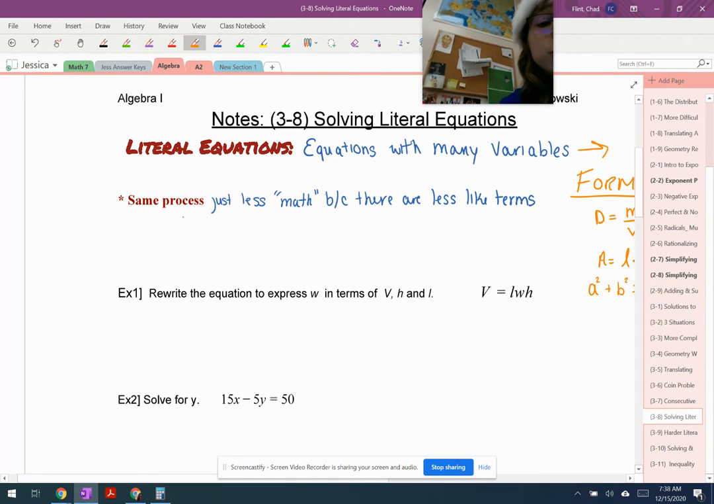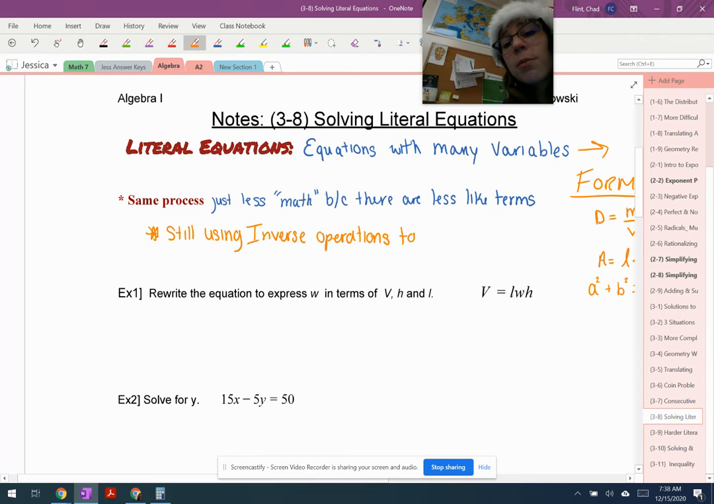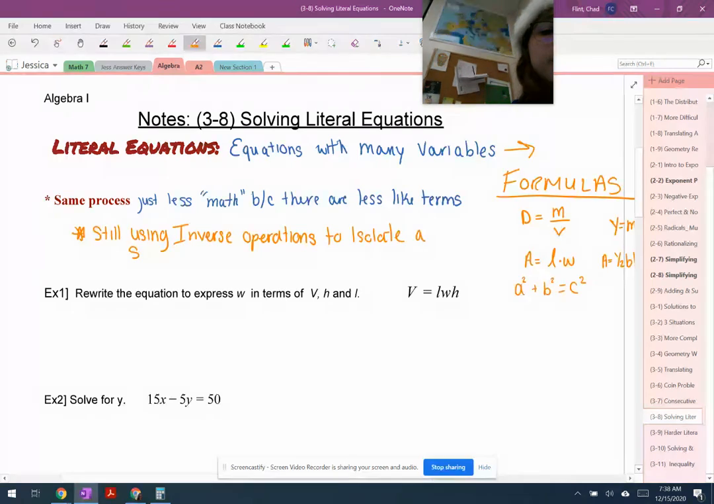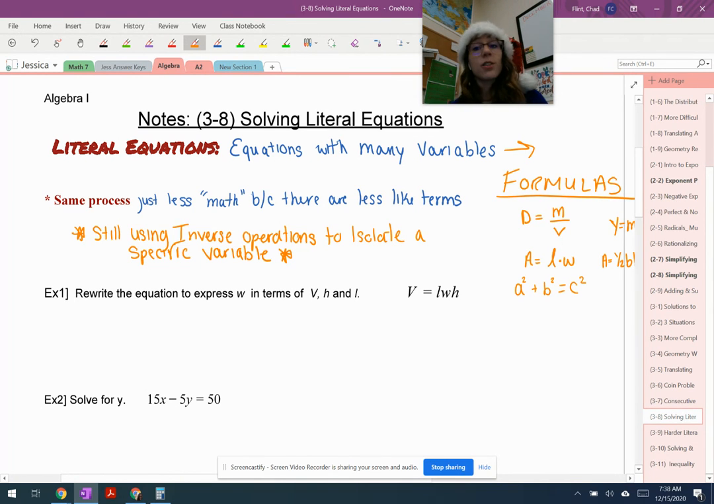So just to remind you, you're still using those inverse operations. Still using inverse operations to isolate. The difference here is a specified or specific variable. Since there's going to be many variables involved, you're going to have to read the problem carefully to determine which variable it is that they're asking you to solve for.